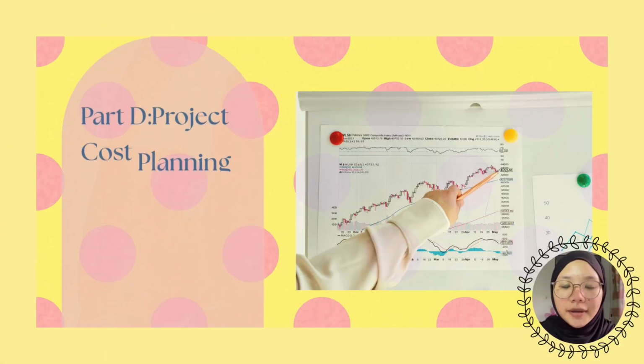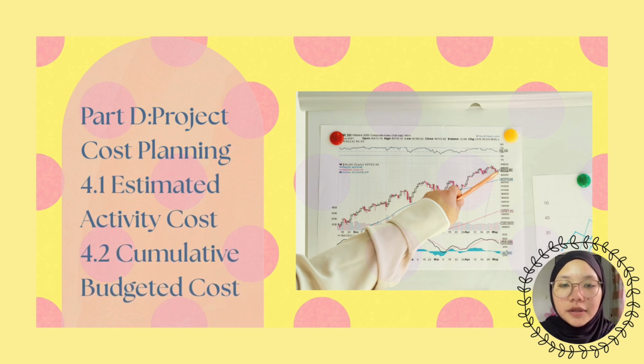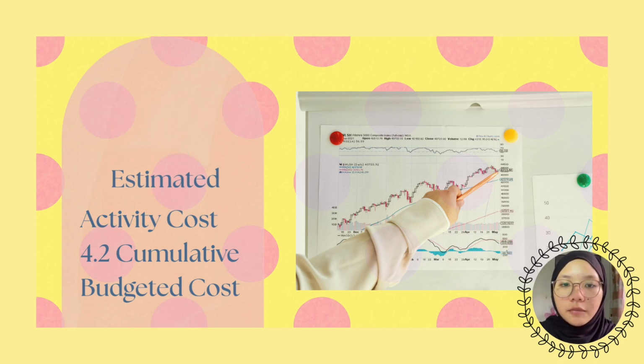That's all. Hi, my name is Nur Shahira binti Rahman. My matric number is 304344. I will be covering our estimated activity cost and the cumulative budget cost for the DKG7 cafeteria project.